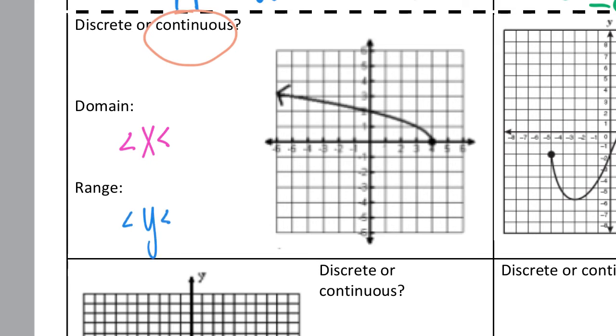Just like yesterday, when we were finding the domain and range, go to your graph, highlight the X part of the graph that's used, and highlight the Y part of the graph that's used.